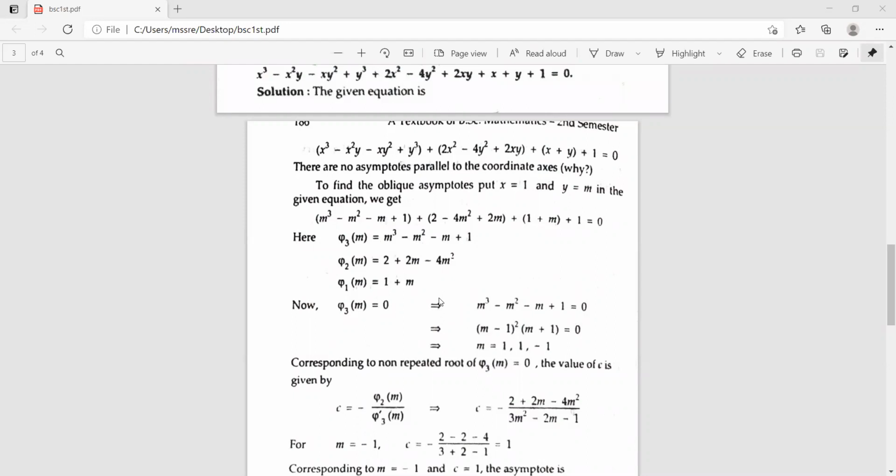Next, m minus 1 whole square equals 0 implies m equals 1 repeats twice, because of the square. So 1 comma 1. In the second factor there is no power, therefore it has only one root, m equals minus 1. So here you have a repeated root: 1 comma 1 is a repeated root.